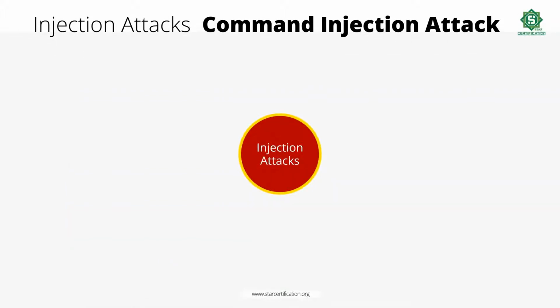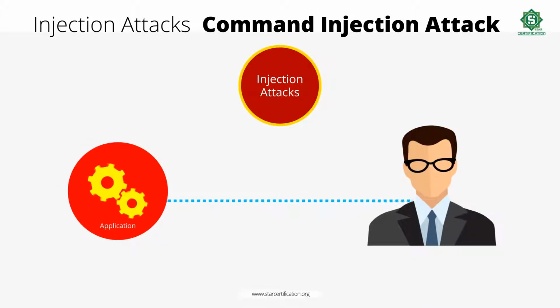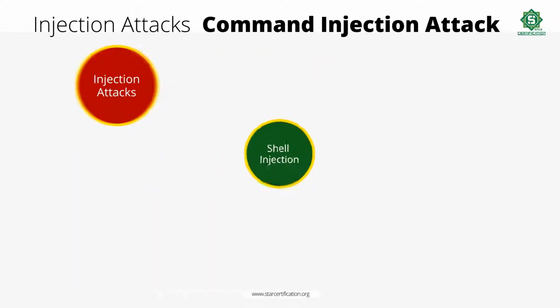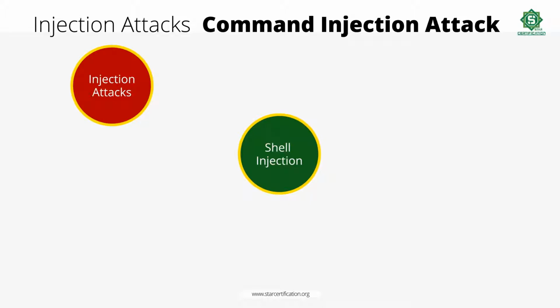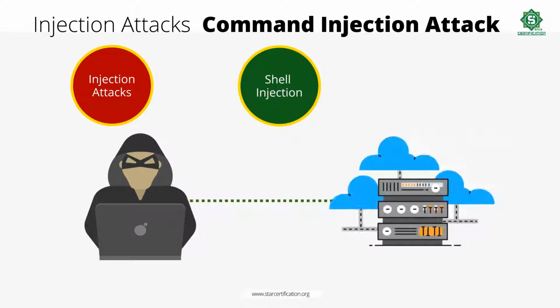Command injection attacks occur when an application passes unsafe user-supplied data, such as forms, cookies, HTTP headers, etc., to a system shell. In this, the attacker tries to execute arbitrary commands on the host operating system via a vulnerable application. It can be of any form, such as shell injection. In shell injection, the attacker tries to input a string crafted to gain shell access to a web server.